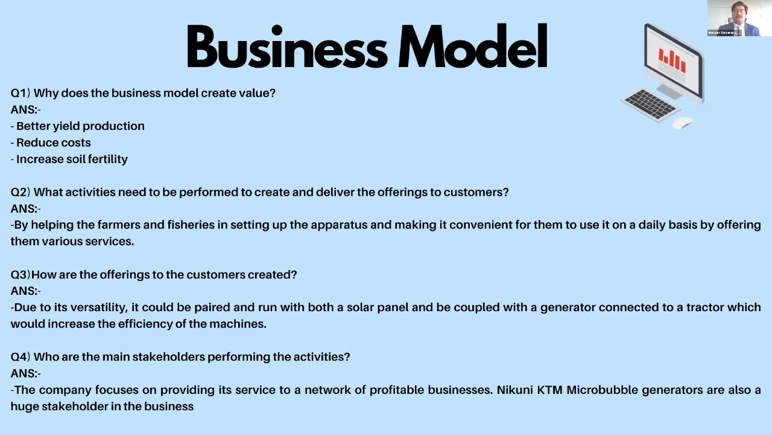What activities need to be performed to create and deliver the offerings to the customer? By helping the farmers and fisheries in setting up the apparatus and making it convenient for them to use it on a daily basis by offering various services. How are the offerings to the customers created? Due to its viability, it could be paired and run with a solar panel and be coupled with a generator connected to a tractor, which would increase the efficiency of the machines.